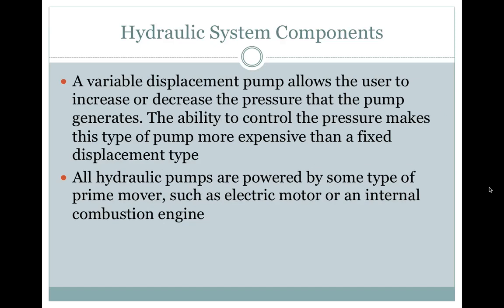A variable displacement pump allows the user to increase or decrease the pressure that the pump generates. The ability to control the pressures makes this type of pump more expensive than a fixed displacement type. All hydraulic pumps are powered by some type of prime mover, such as an electric motor or internal combustion engine.